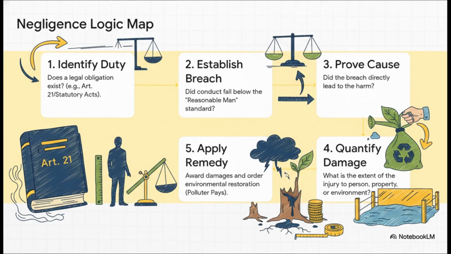So, to put all of this together, we can map out the logical flow of a negligence claim. It's a 5-step process. Step 1, you must identify the existence of a legal duty of care. Step 2, you must establish a breach of that specific duty. Step 3, you must prove proximate cause, that the breach directly led to the harm. Step 4 is to quantify the damage, be it economic, physical, or, in our context, ecological. And finally, Step 5 is to apply the remedy, which typically involves compensation for the victim and the application of the polluter pays principle for environmental restoration.